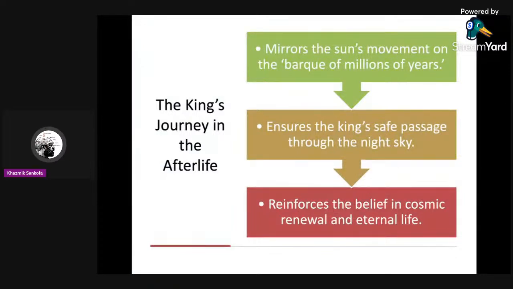So the king's journey in the afterlife mirrors the sun's movement in the bark of millions of years. It ensures the initiate... whenever you see king, I'm going to say initiate... the initiate safe passage through the night sky. And then it reinforces the understanding of cosmic renewal and eternal life.